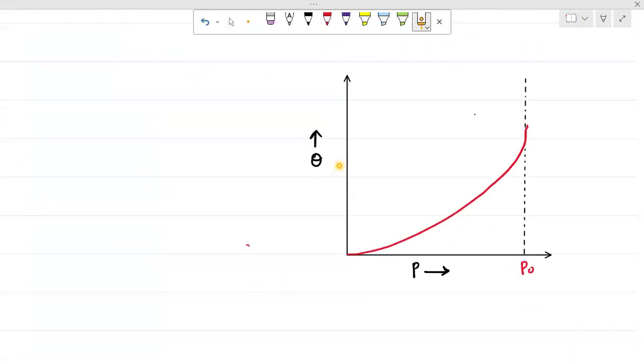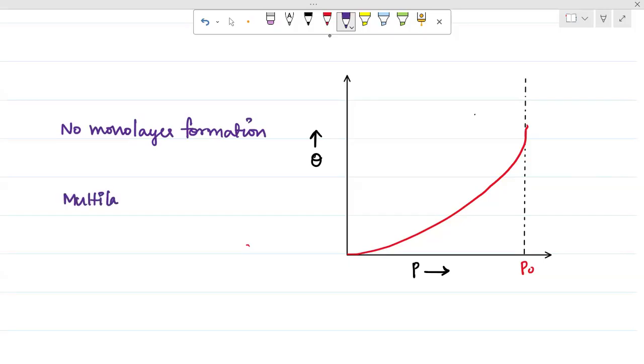See, here if you can see, as pressure increases, the value of the extent of adsorption does not attain a plateau. It extends and goes upwards until it reaches the saturation pressure. That means this is monolayer formation. Sorry, this is multilayer formation. There is no monolayer formation. Can you see any plateau? No. There are no plateaus. The extent of adsorption is simply increasing. And this notates multi-layer formation.